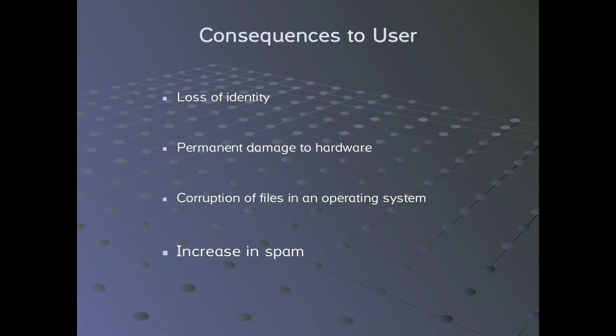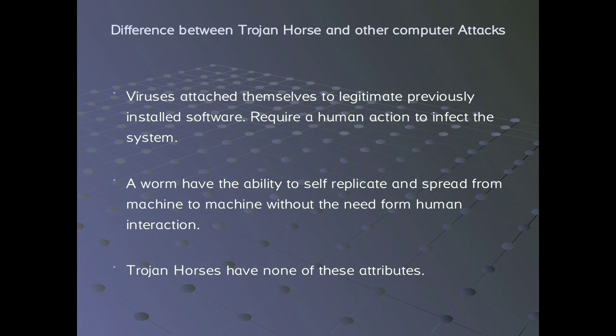Let's see what the differences are between a Trojan horse and other computer attacks. Viruses attach themselves to legitimate, previously installed software and require a human action to infect the system. But a Trojan horse doesn't need that. A worm has the ability to self-replicate and spread from machine to machine without the need for human interaction.